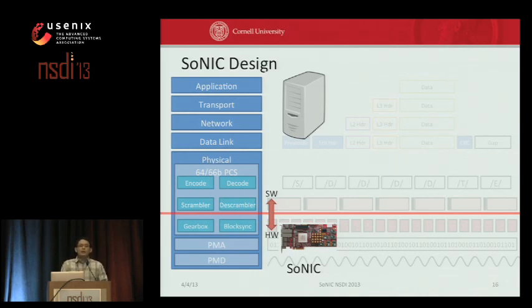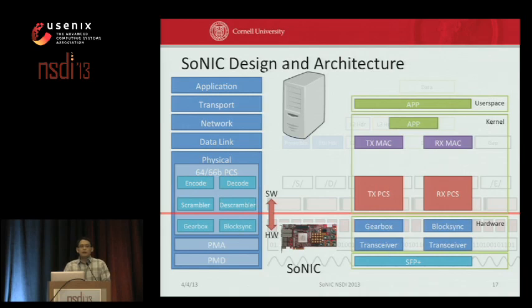So the main idea is that we implement in hardware all the functionality of the physical layer that does not manipulate or modify any bits, and all the functionality that touches or modifies bits in software. So the lower part of the physical layer, such as the physical medium attachment and physical medium dependent layers, can be implemented in hardware, while the others must be implemented in software. So this is the overall architecture of SoNIC, and I'm going to go into details of the hardware and software components of SoNIC in the following slides.